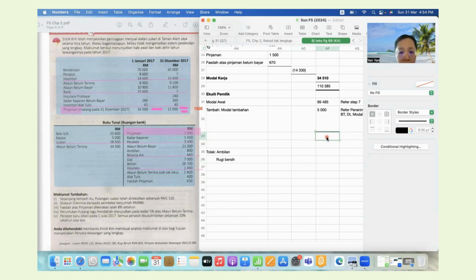Okay, so is that equal to 104,485? Am I right? 104,485. Is it correct?